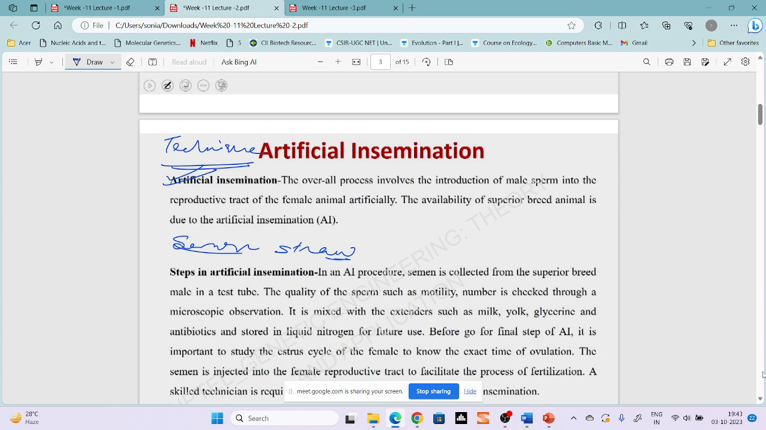So artificially inseminating your cattle, your cows, with the help of semen straw is now becoming a practice in some areas of India, and farmers do buy these straws and try to artificially inseminate. I'll just go through quickly the steps for the artificial insemination.